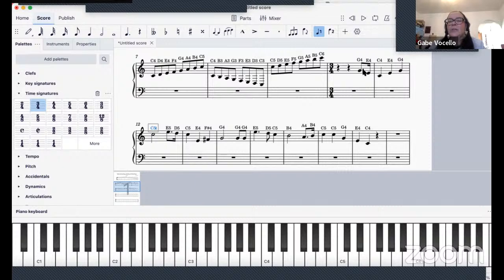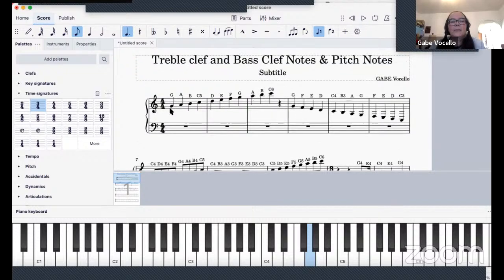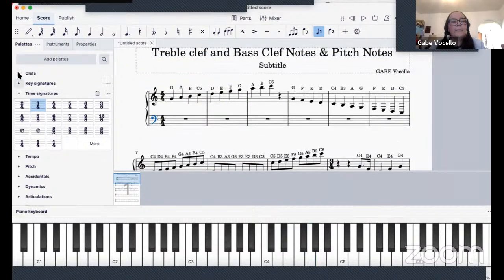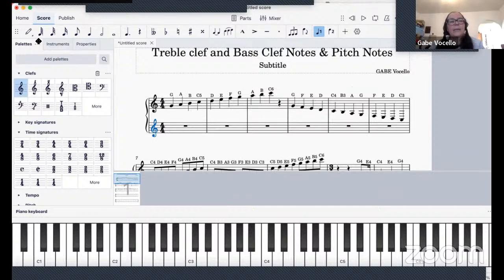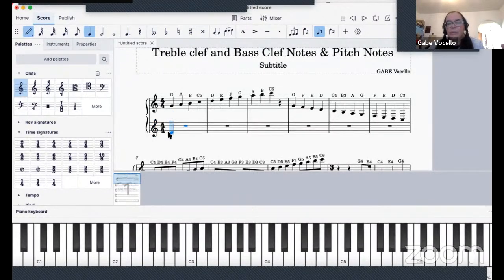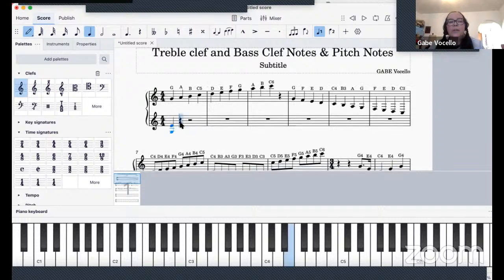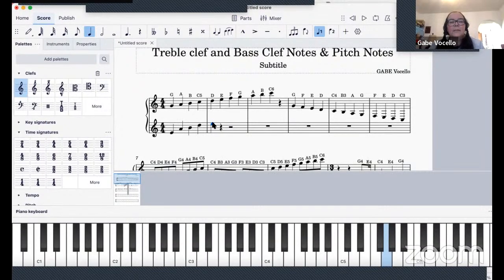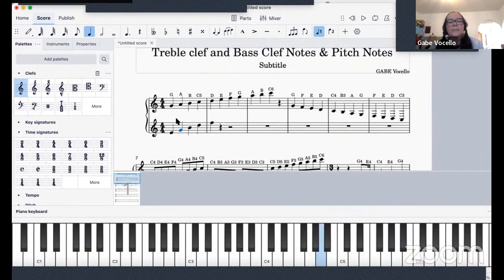What is E, G? Let me just show the name of the notes. The lines on the treble clef are E, G, B, D, and F. And the spaces are F, A, C, E, FACE.